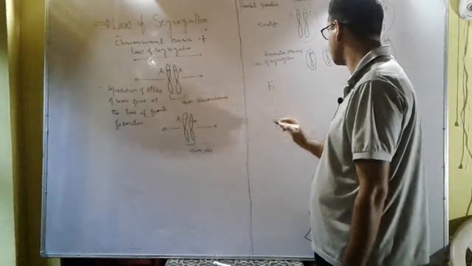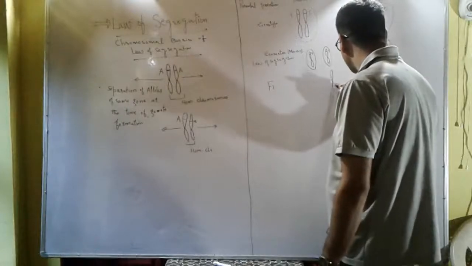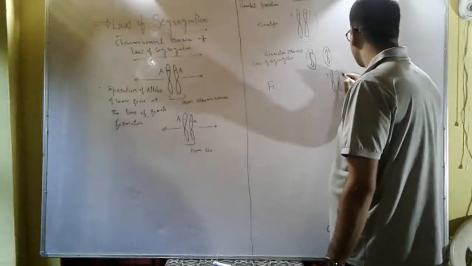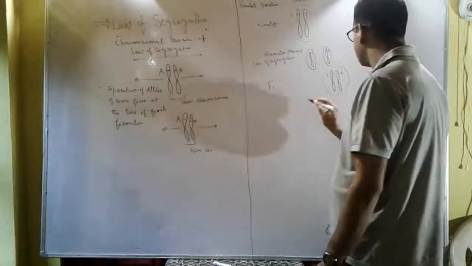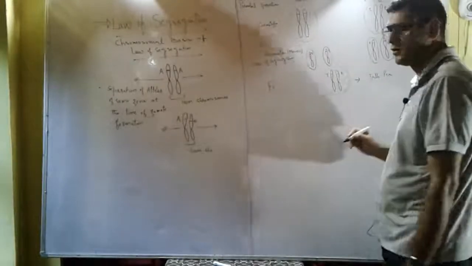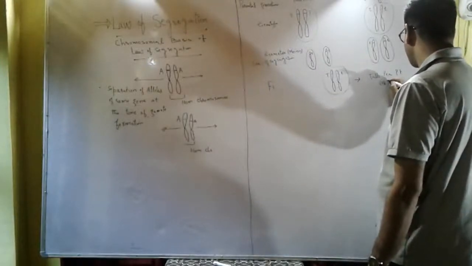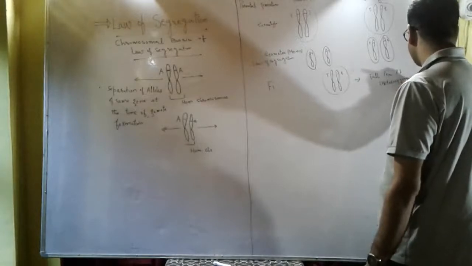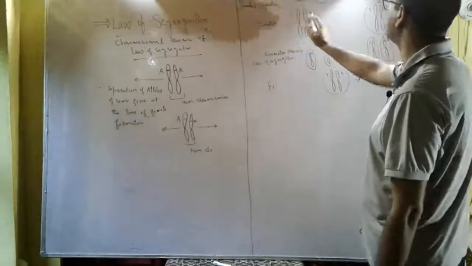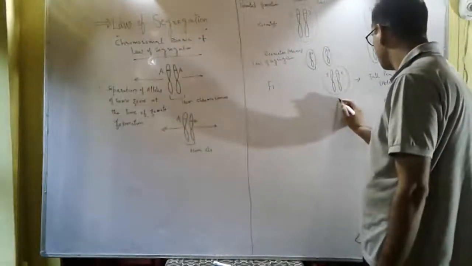Then we will get the F1 generation. Obviously the F1 generation will have capital T, small t. This is the F1 generation. This is obviously a tall pea plant, because tall is the dominant character over dwarf, but it is heterozygous. It is a hybrid, whereas the parents were pure, two homozygous, that means two similar alleles.